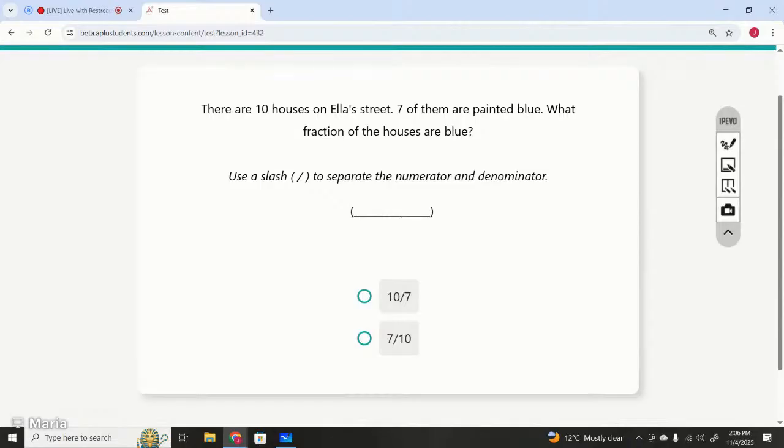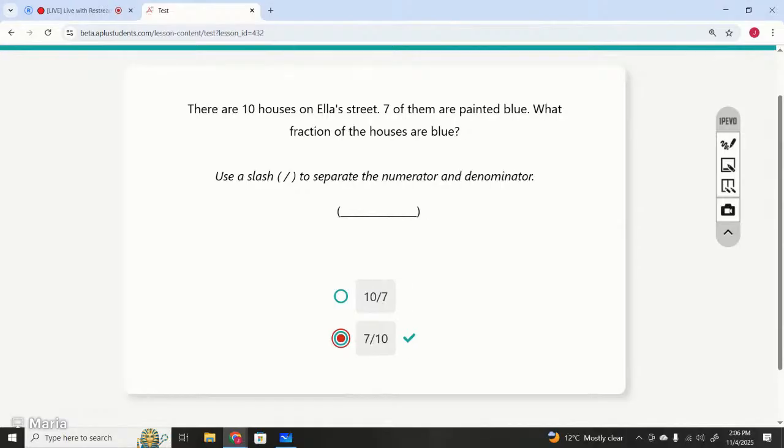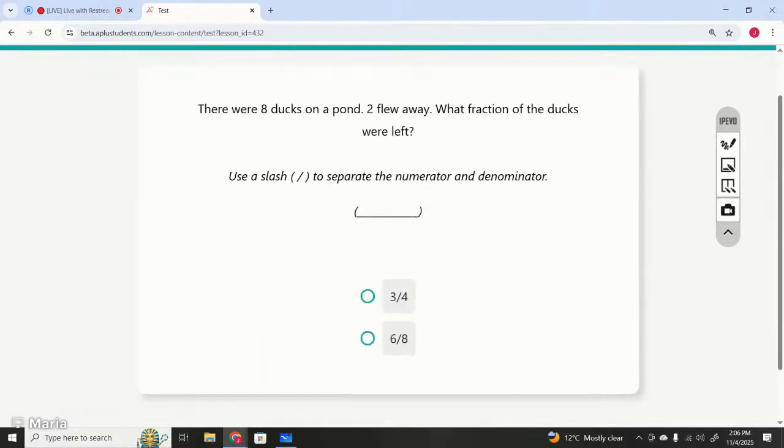There are 10 houses on the street. 7 of them are painted blue. What fraction of the houses are blue? That is 7 out of 10. Option number 2 is the correct option. 7 out of 10 it is.